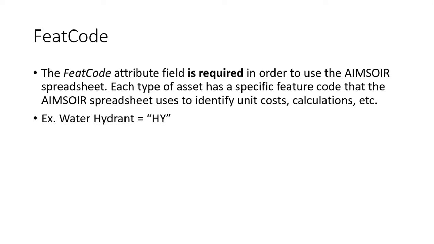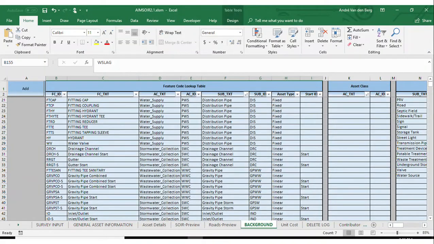Next field is feature code. This is required in order to use the AIMSOIR spreadsheet, so that the AIMSOIR looks up costs, calculations, etc. from this. So each feature has its own unique feature ID, otherwise known as feature code. For example, a water hydrant is set to capital H, capital Y. There's a background tab in the AIMSOIR spreadsheet that lists all of our standard feature codes, which is important that you look at when you're creating your asset database.